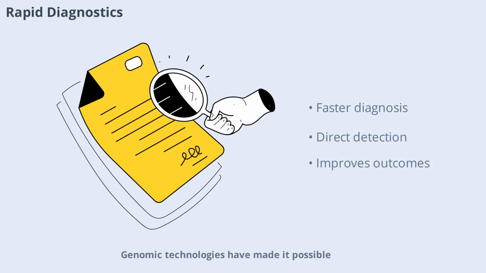Genomic technologies have made it possible to diagnose infections faster than ever before. By detecting pathogen DNA or RNA directly from patient samples, doctors can start the right treatment sooner. Rapid diagnostics are especially important in controlling outbreaks and improving patient outcomes.